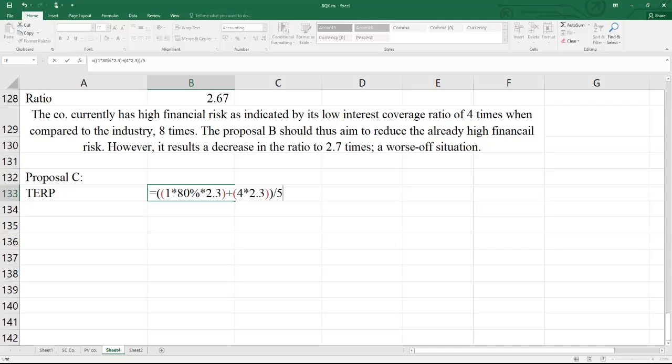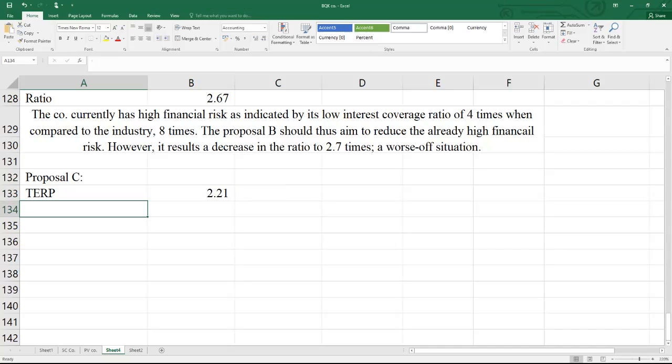Clear? Therefore, a theoretical ex-rights share price of 2.21. Clear? Sir, please repeat that again. So first of all, how many new shares do you have? You're going to get 1 new share for every 4 old shares you had, isn't it?